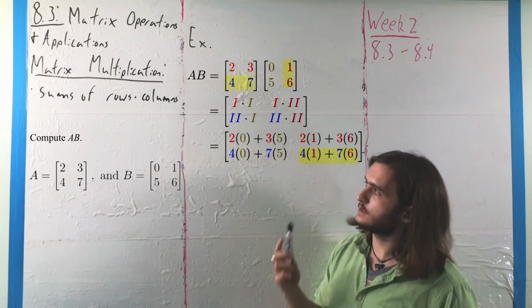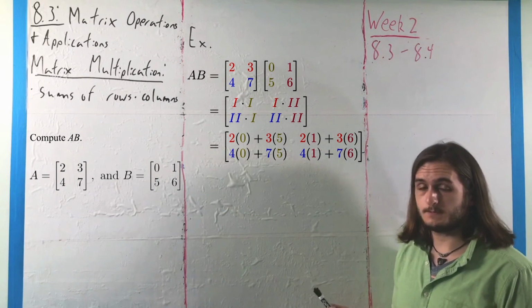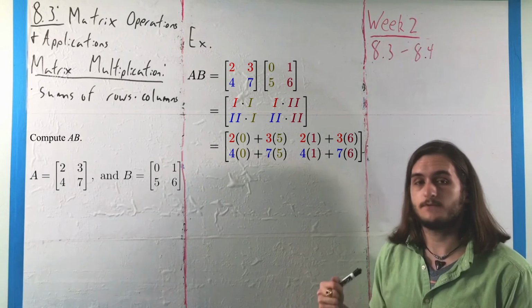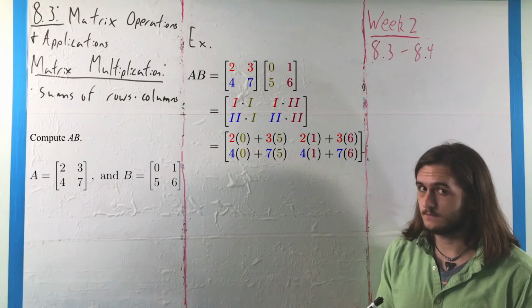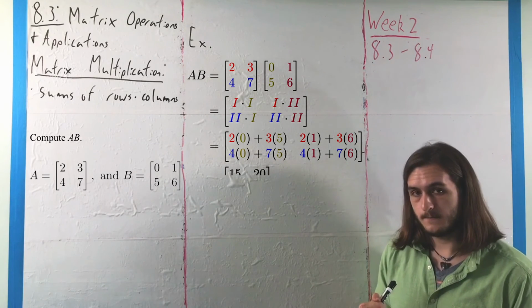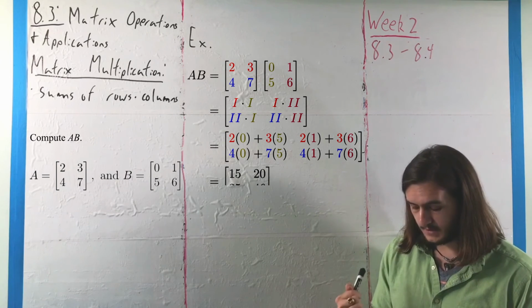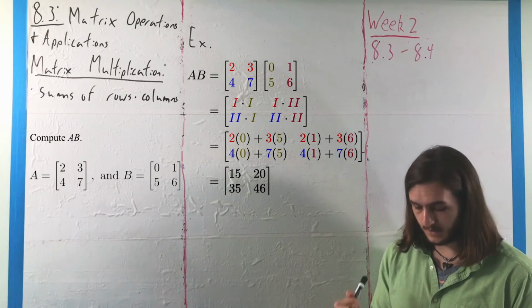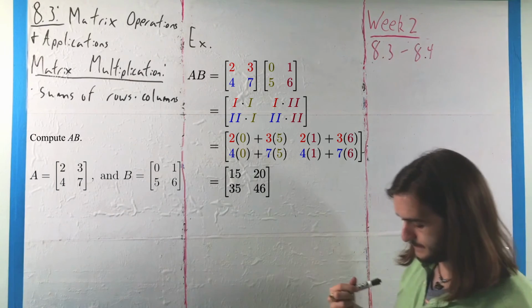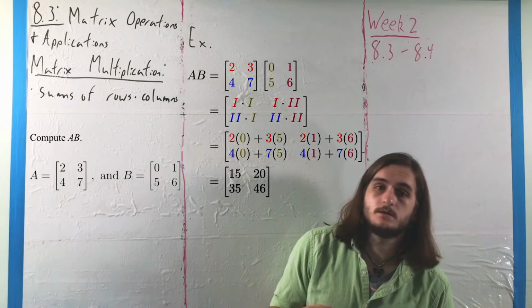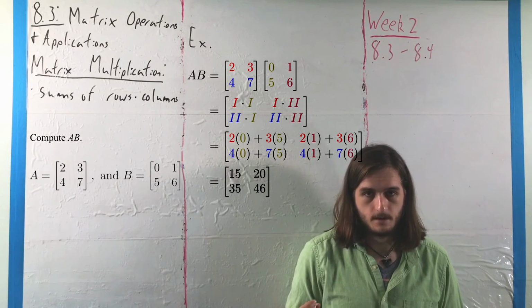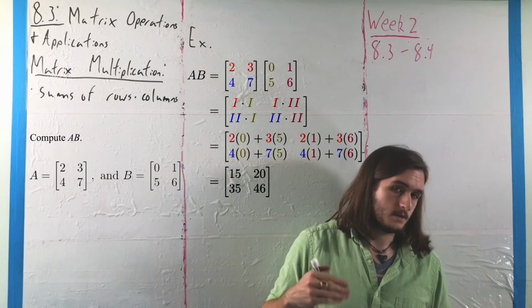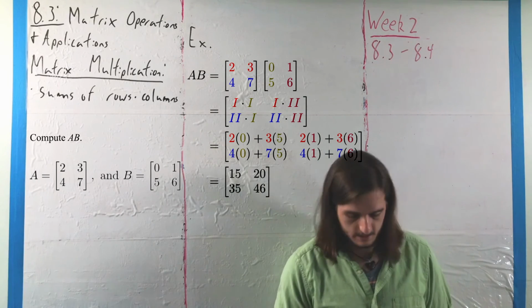But long and short of it is, once you have all 4 of these pieces, all 4 of these combinations that follow that specific pattern, what you'll end up with is the matrix 15, 20, 35, 46. And in general, we're not going to look at this just yet, but I'll give a hint for what we're going to see in the next piece.